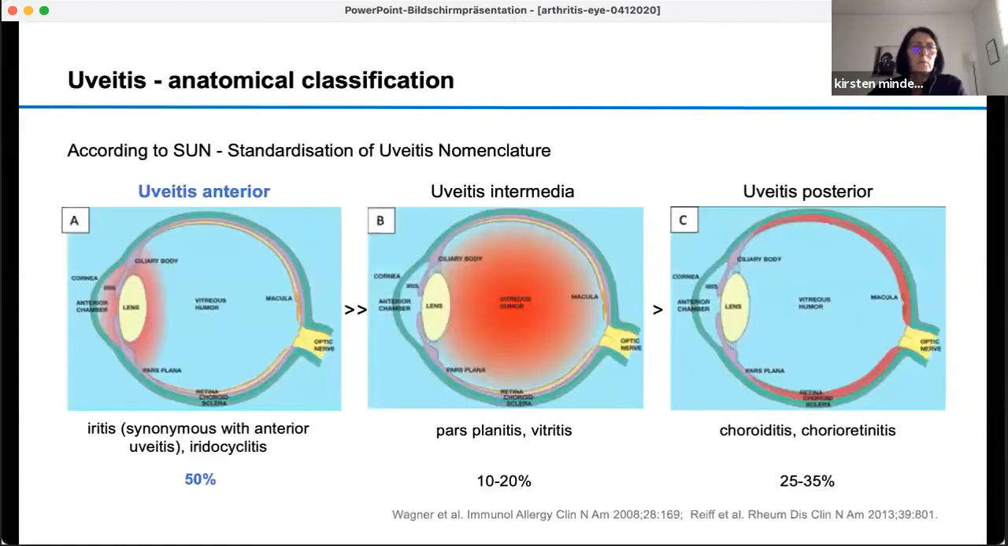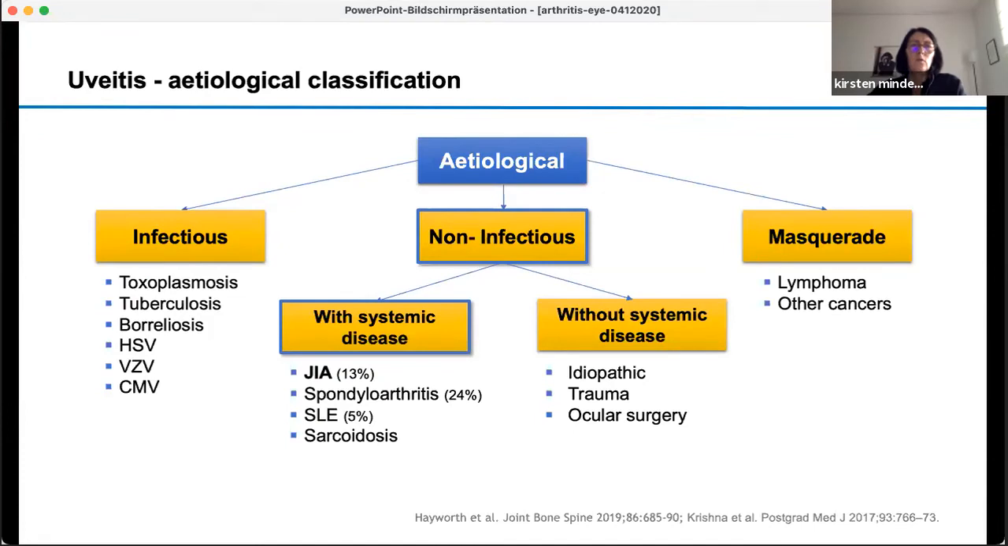According to the primary site of inflammation, and based on a consensus of international experts on the nomenclature of uveitis, uveitis is classified into anterior, where the primary site of inflammation is the anterior chamber; intermediate, where the primary site is the vitreous; and posterior, where the primary site is retina or choroid. In children, however, the most common form of uveitis is anterior uveitis. Of course, not every uveitis is associated with a rheumatic disease.